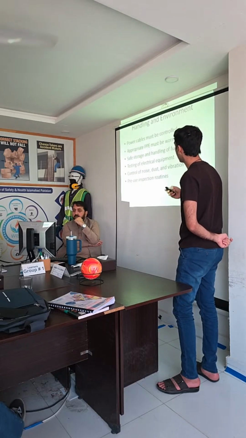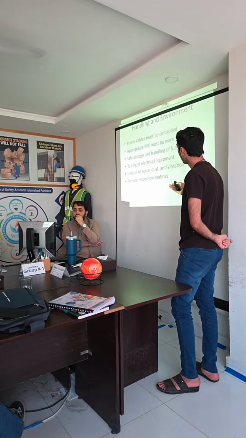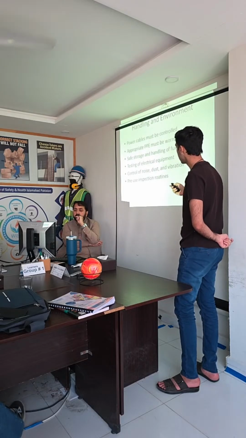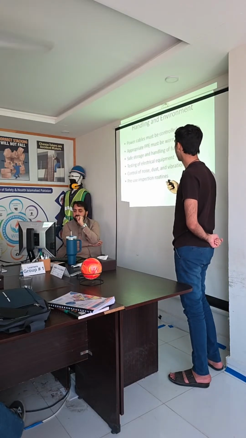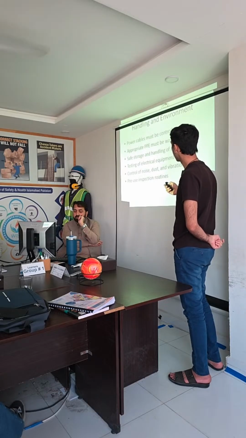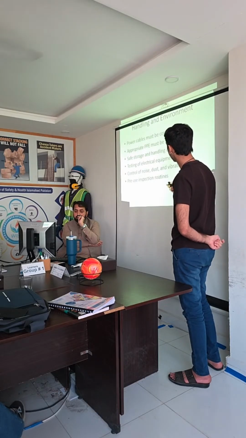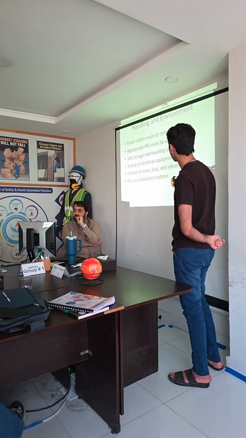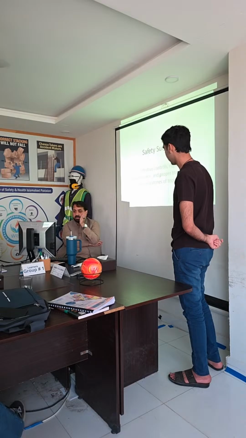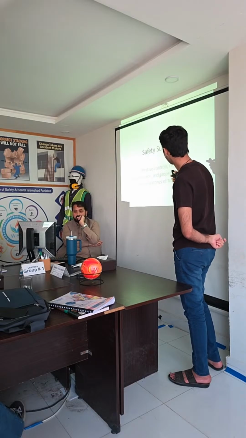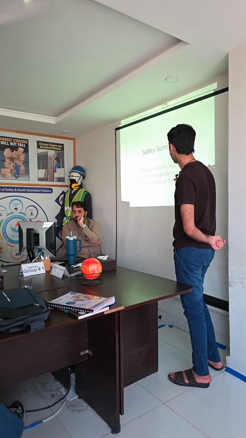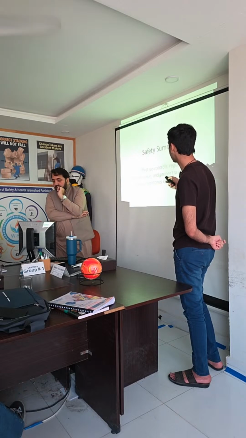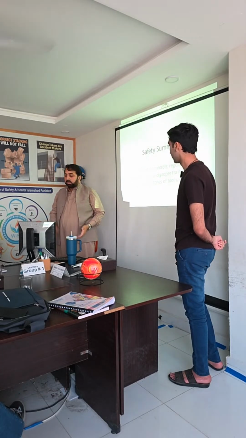Handling and environment. Power cables must be controlled. Appropriate PPE must be worn. Safe storage and handling of fuel. Testing of electrical equipment. Control of noise, dust, and vibration. Pre-use inspection routines are also a must. So again, the safety summary: effective controls, regular maintenance, and proper training are the cornerstones of tool safety. Good.